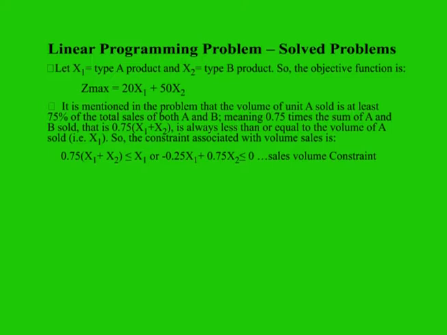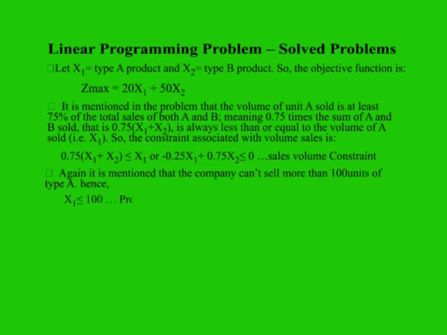To find this constraint, simply multiply each symbol in the bracket by 0.75 and subtract x1 from 0.75x1 to get the value -0.25x1 + 0.75x2. Again, it's mentioned in the problem that the company can't sell more than 100 units of type A, hence x1 ≤ 100. This is a constraint associated with product A daily sales volume.